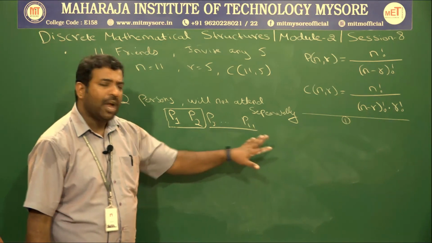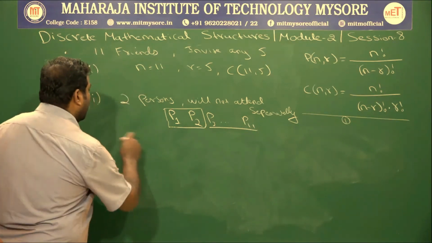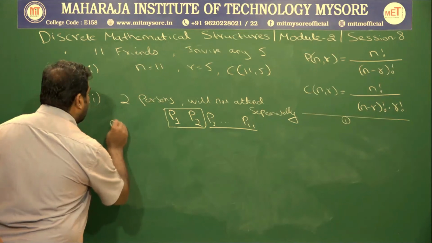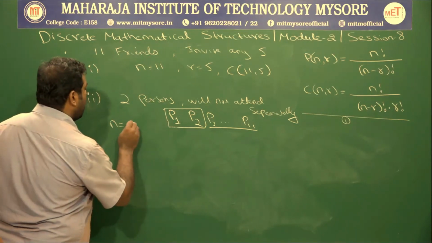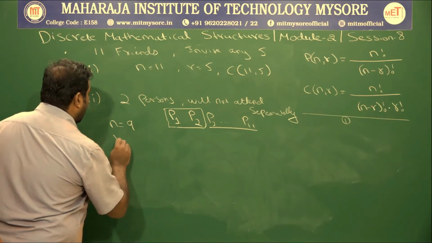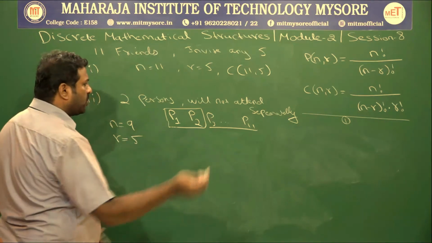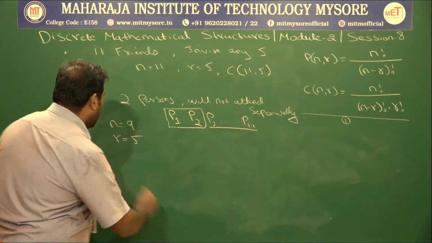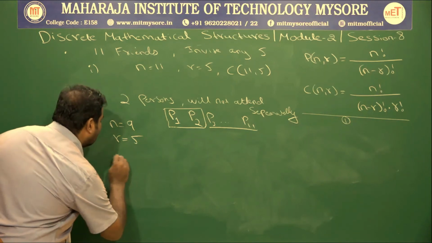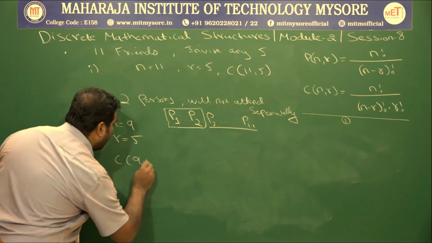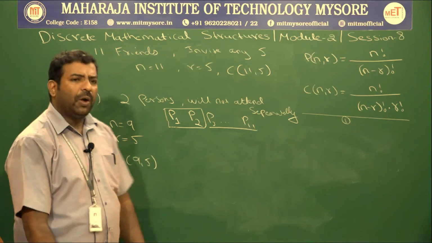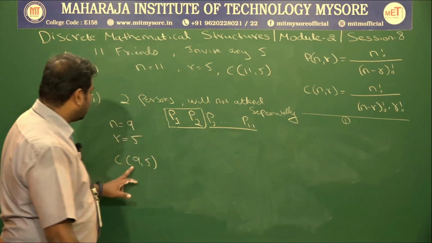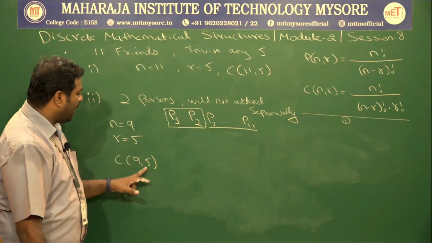I need to invite 5 out of these 9 friends. Hence I am going to have n equals 9, and r is going to be 5, because I need to invite 5 friends. Hence I am going to have this as C of 9, 5.